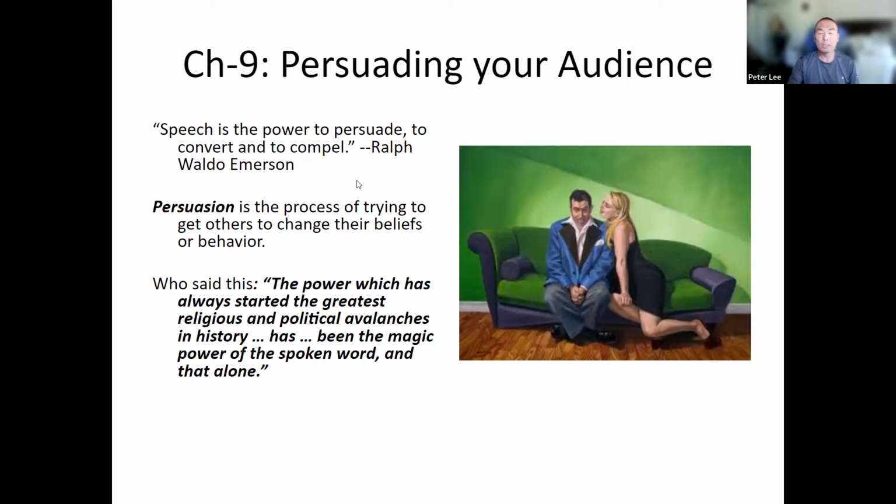Okay, so it's a process, and you're trying. You don't have to succeed to be persuasive. You're just trying, and you're trying to change beliefs or behavior.